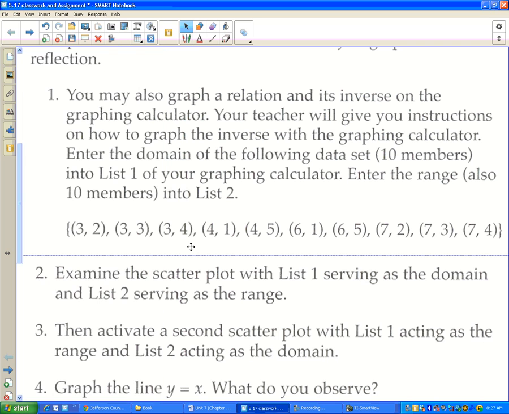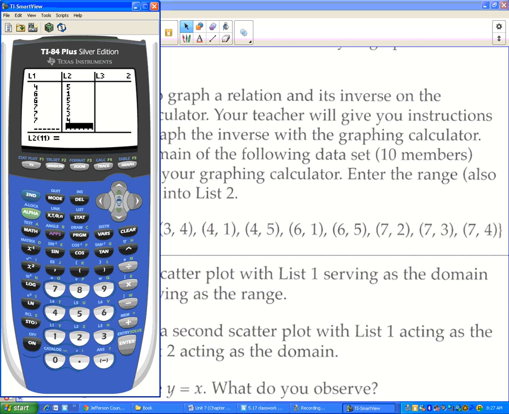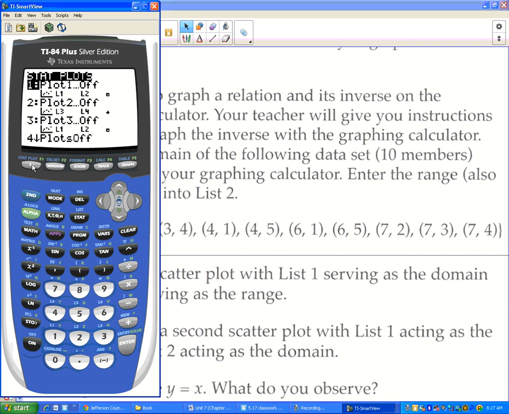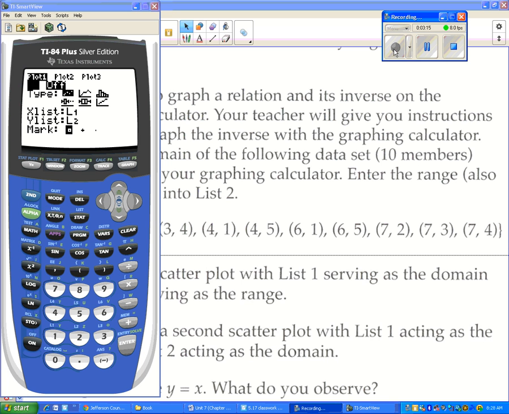Okay. Number 2, examine the scatter plot with list 1 serving as domain and list 2 serving as your range. So let's do this scatter plot. I'm going to go to second y equals. I want to turn on L1. I want to make sure the type is a scatter plot. So make sure your scatter plot is turned on. The type is the scatter plot, the first one here.